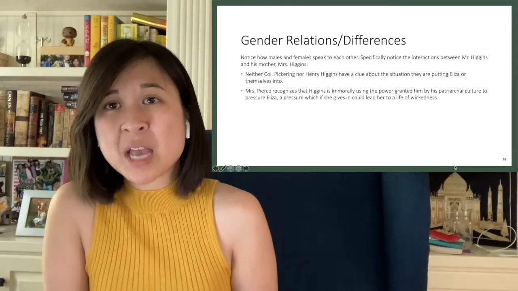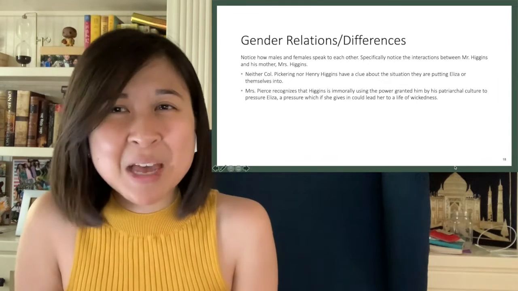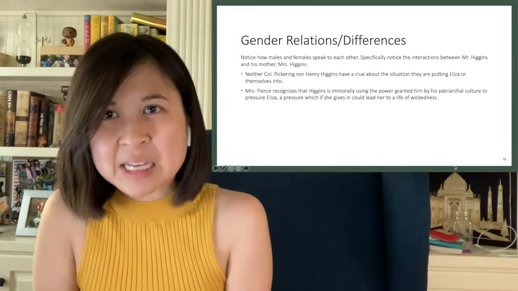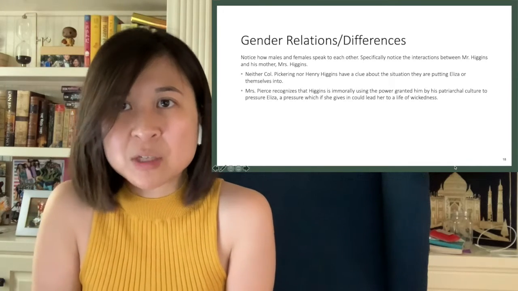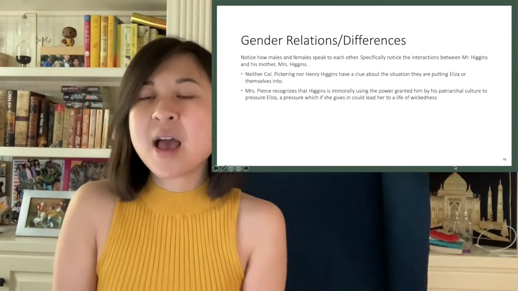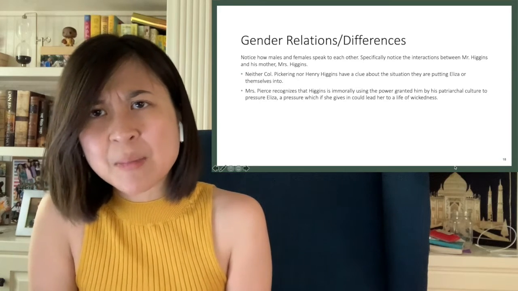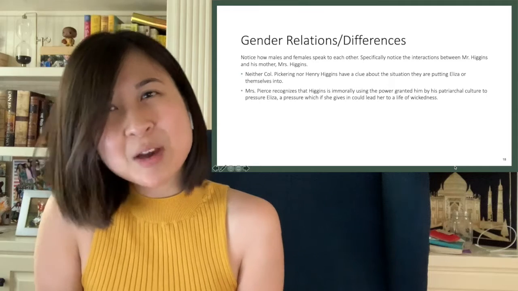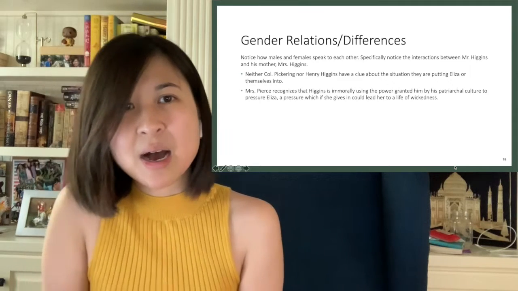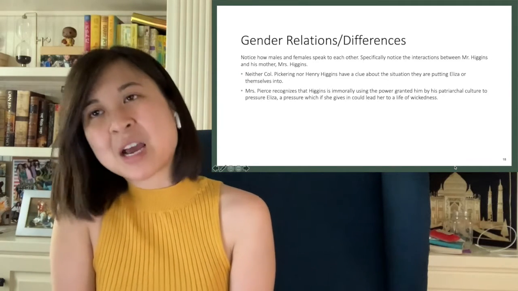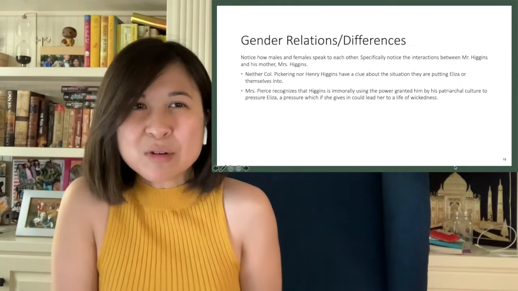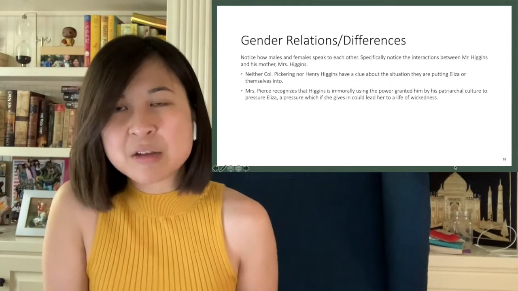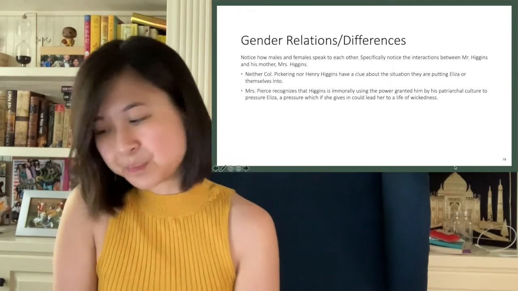Also, Colonel Pickering and Henry Higgins, as men, really have no idea what they're doing with Eliza and the situation that they put her into. They're very clueless and really insensitive, actually, thinking, we're just going to turn her into a duchess and not worry about her afterwards. And that becomes problematic later on. And so Mrs. Pearce recognizes Henry Higgins as kind of immoral, and she acknowledges that, and you see that in her dialogue.